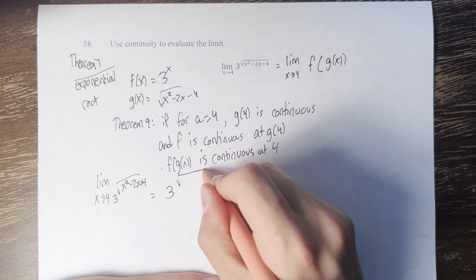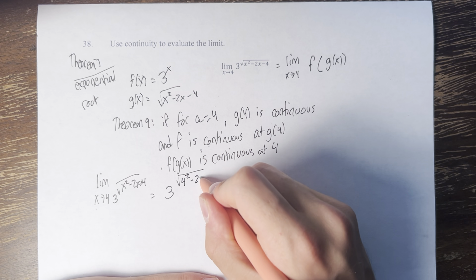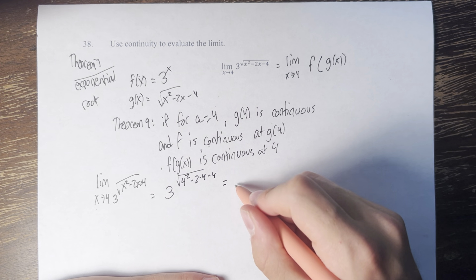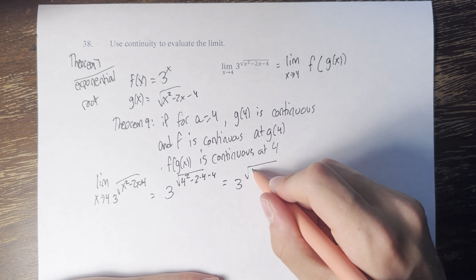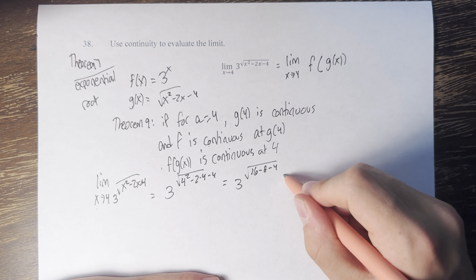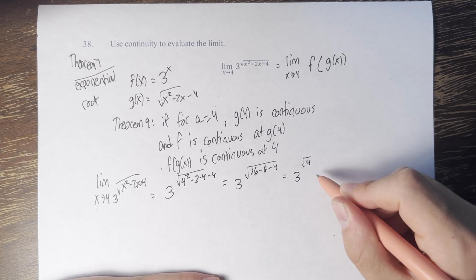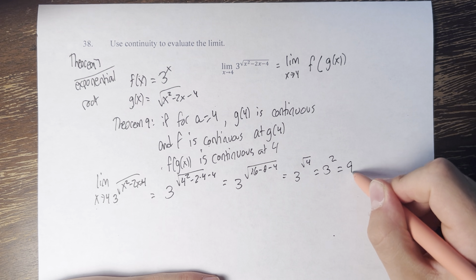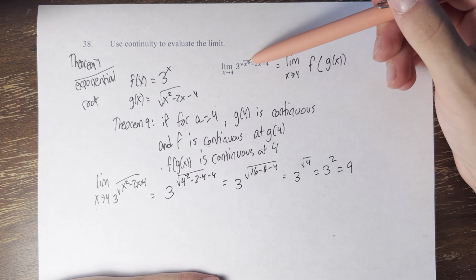So 3 to the square root of 4 squared minus 2 times 4 minus 4. This is 3 to the square root of 16 minus 8 minus 4. 3 to the square root of 4 is 3 squared, which is 9. We can say, therefore, that the value of this limit is 9.